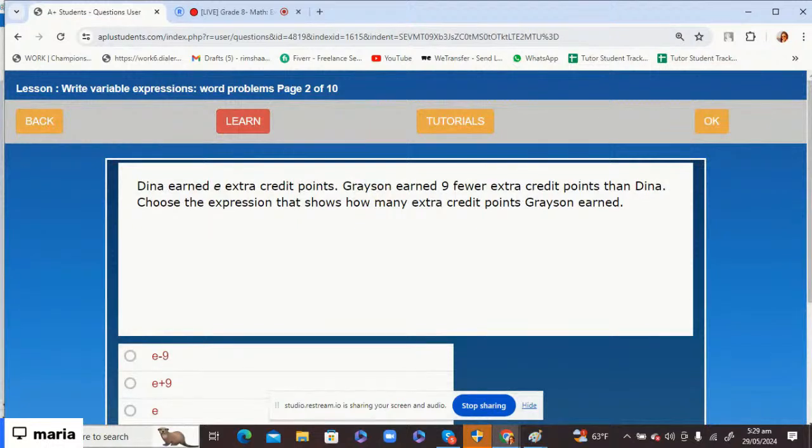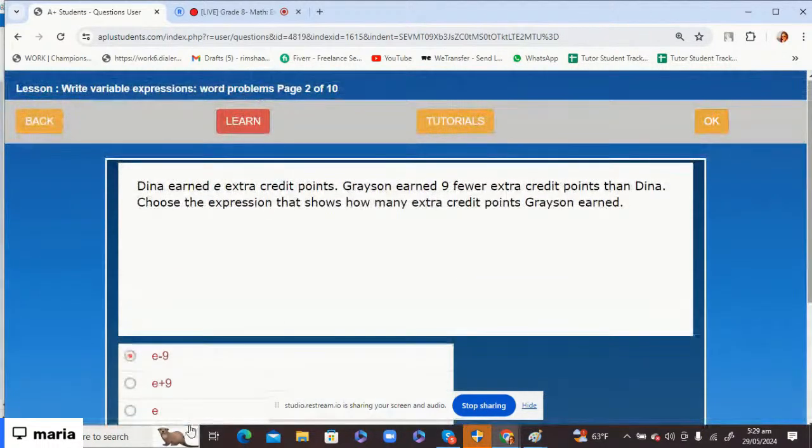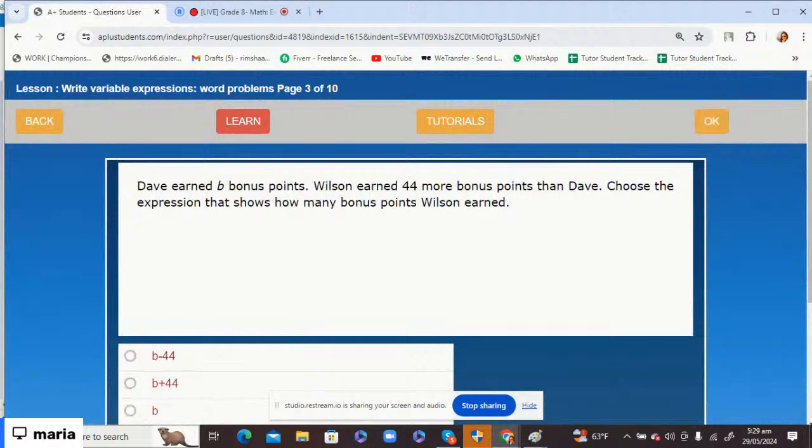This is the same as what we already did. Dina earned E extra credit points. Grayson earned 9 fewer extra credit points than Dina. Now it's fewer than Dina. So first we write Dina, then Grayson's points, which are less than that. Less means fewer, means subtraction. So E minus 9. We move with the subtraction one because here they use the word fewer. If they use the word fewer or less, it means subtraction. If they use the word more, that means addition.